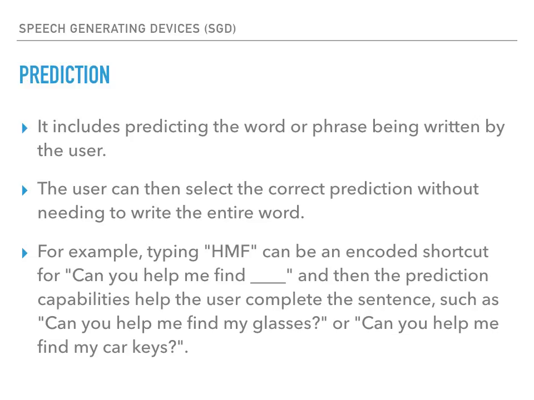Some systems, such as the Auditory Sciences interactive voice device, combine encoding and prediction into the same system. For example, typing HMF can be an encoded shortcut for "can you help me find something," and then the prediction capabilities help the user to complete the sentence, such as "can you help me find my glasses" or "can you help me find my car keys."